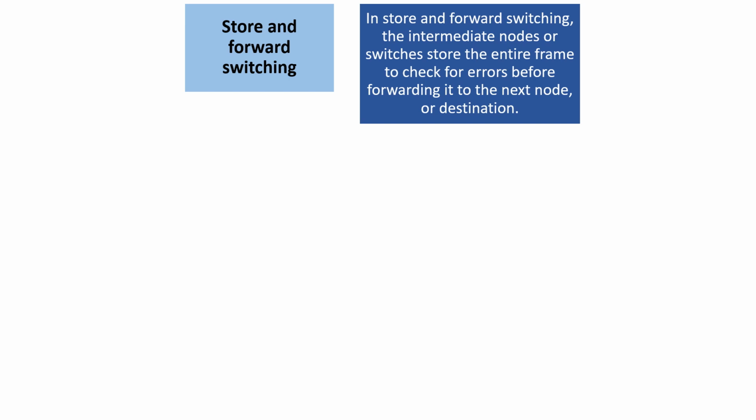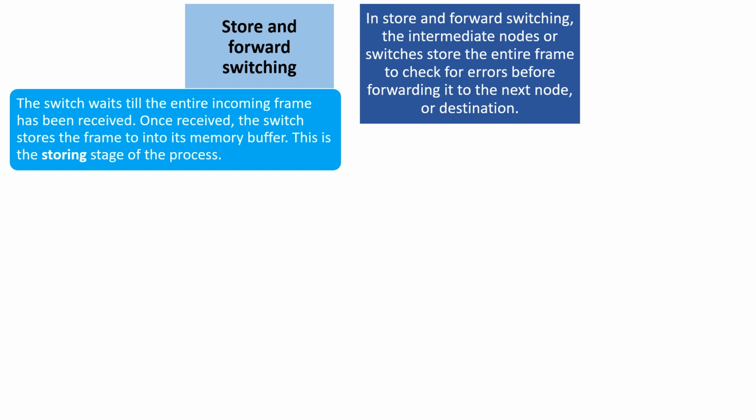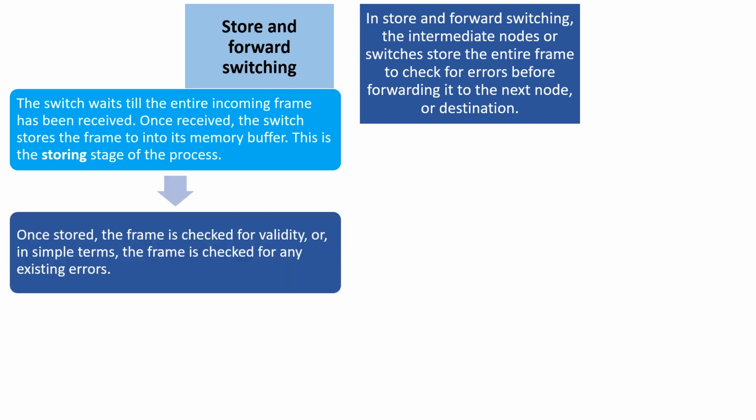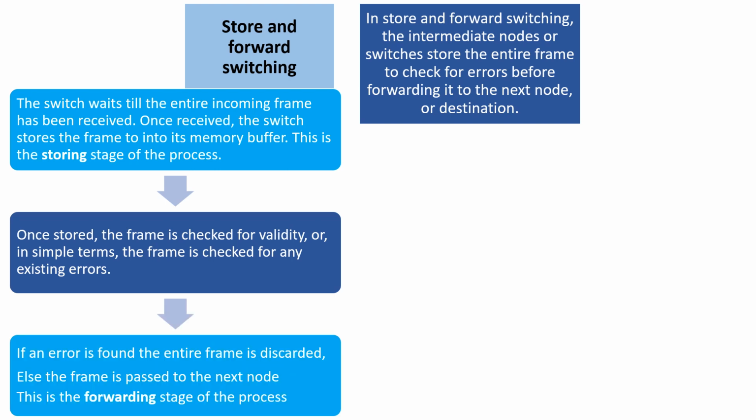In this mode, the switches store the entire frame to check for errors before forwarding it to the next node or destination. That is, the switch waits until the entire frame has been received. Once received, the switch stores the frame into its memory buffer, and this is the storing stage of the process. And once stored, the frame is checked for any existing errors, and if an error is found, the entire frame is discarded, else the frame is passed to the next node.